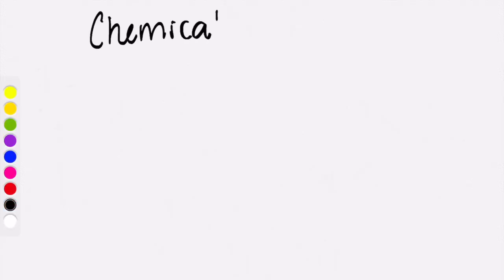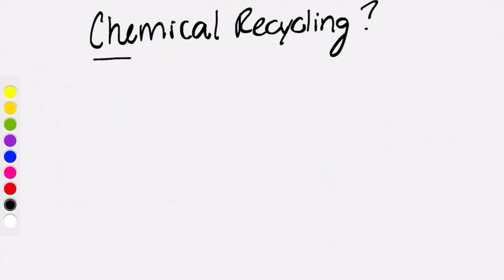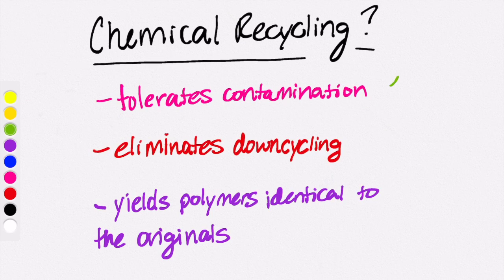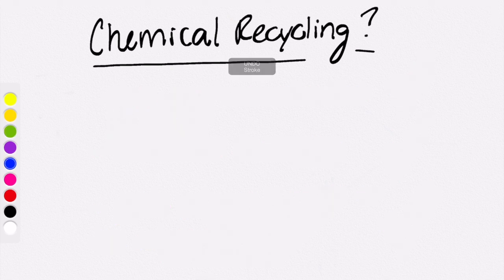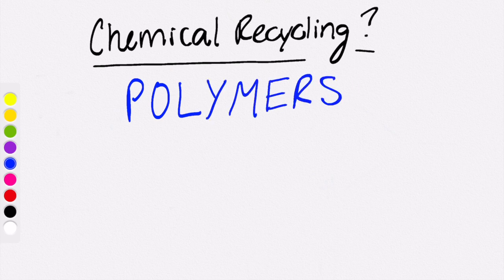Well, this brings up the second kind of recycling, chemical recycling. Chemical recycling could be a way around some of mechanical recycling's shortcomings, as its processes are more tolerant of contamination, can yield polymers that are identical to their originals, and can potentially eliminate downcycling. Chemical recycling also closely relates to our lessons on polymers and polymerization.